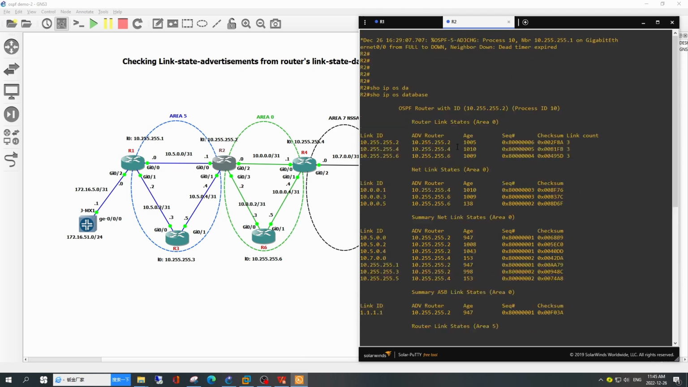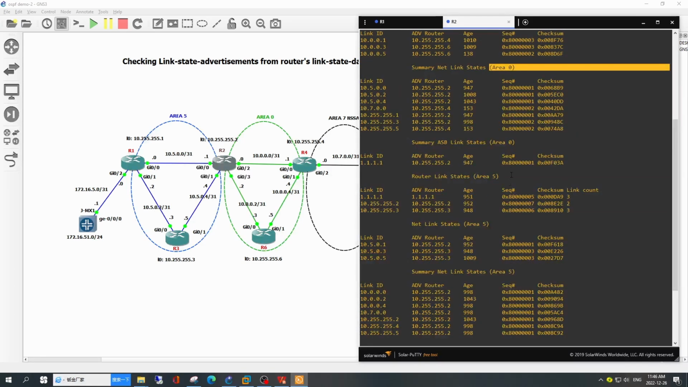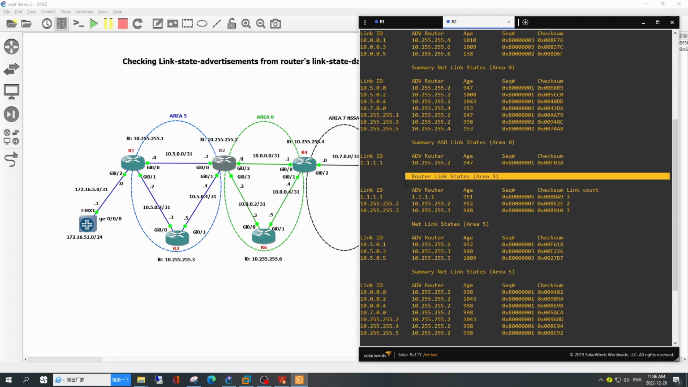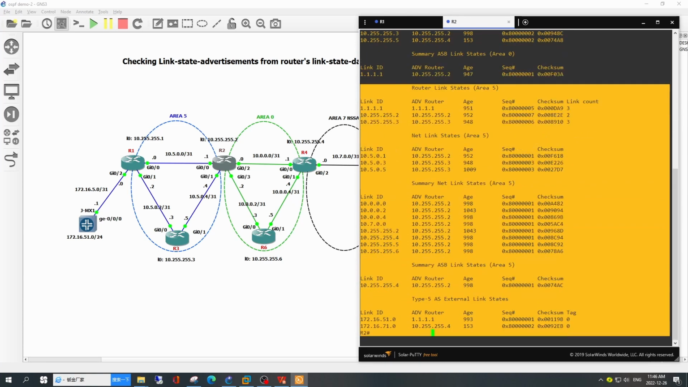From this output you can see the first several paragraphs are regarding area 0. You see area 0 here, area 0 here, area 0 here, right? Until here is area 0's LSA. Then next you can see area 5. All from here down below is area 5.